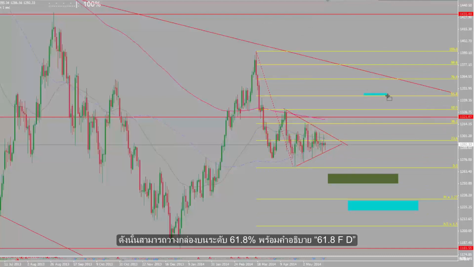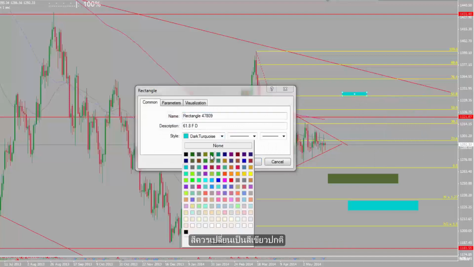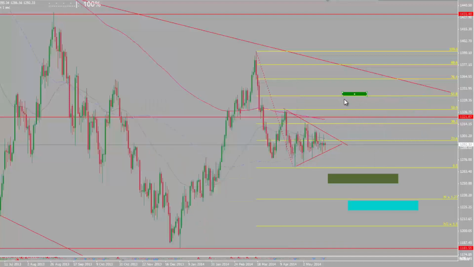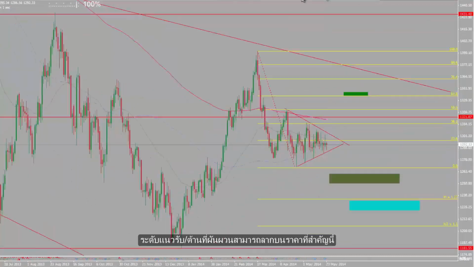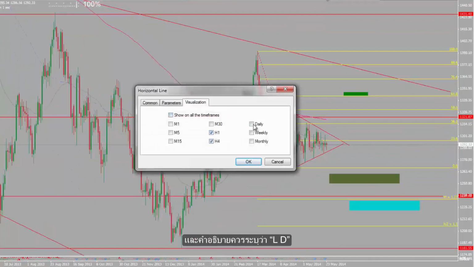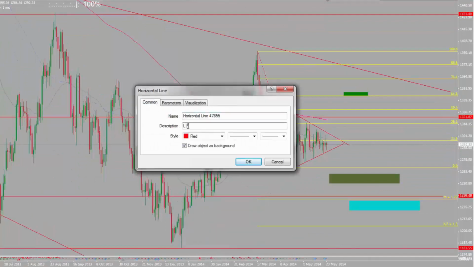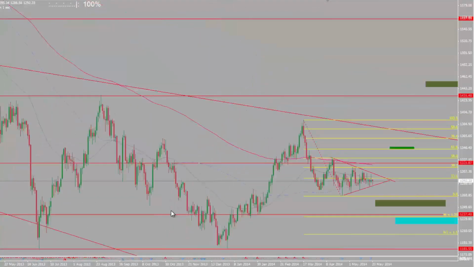Thus, a box can be placed on level 61.8% with 61.8 FD in its description. The colour should be changed to a normal green. A dynamic support or resistance level can be drawn on this important price. Also, description should be entered LD. Another level can be placed on this price too.